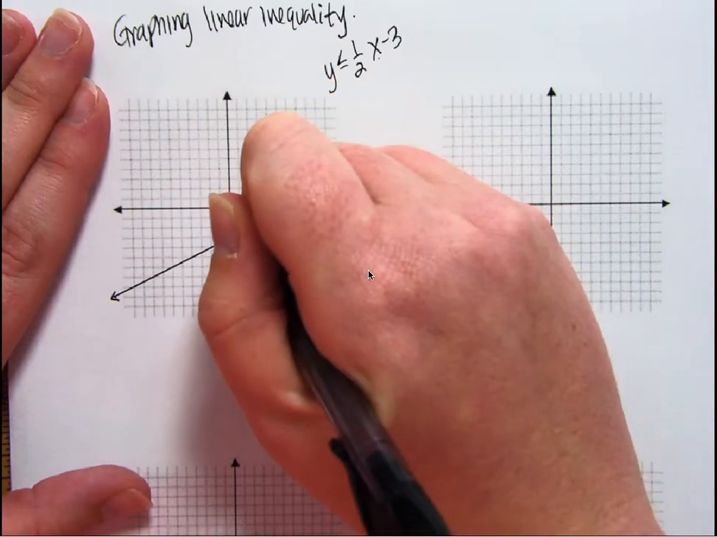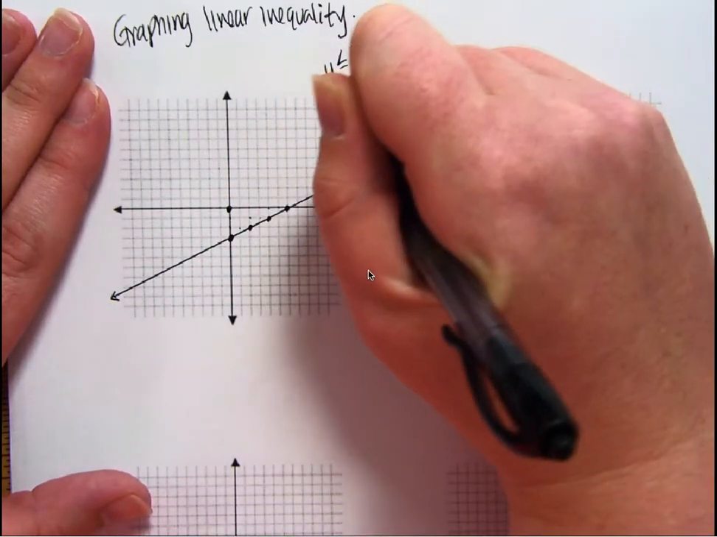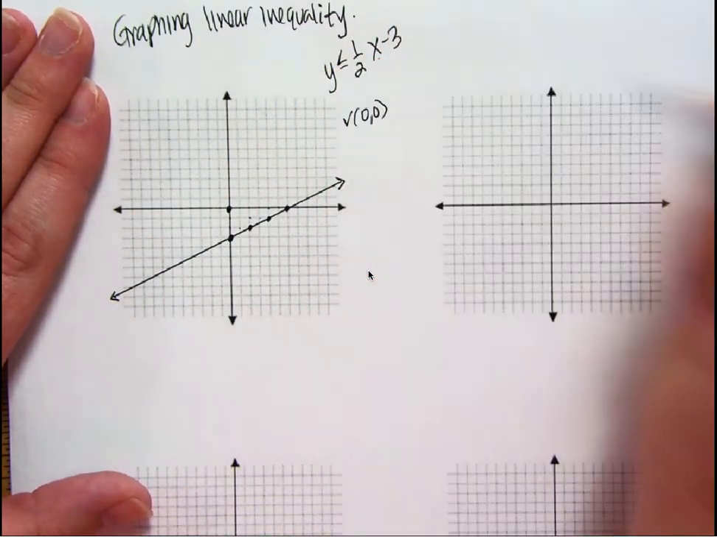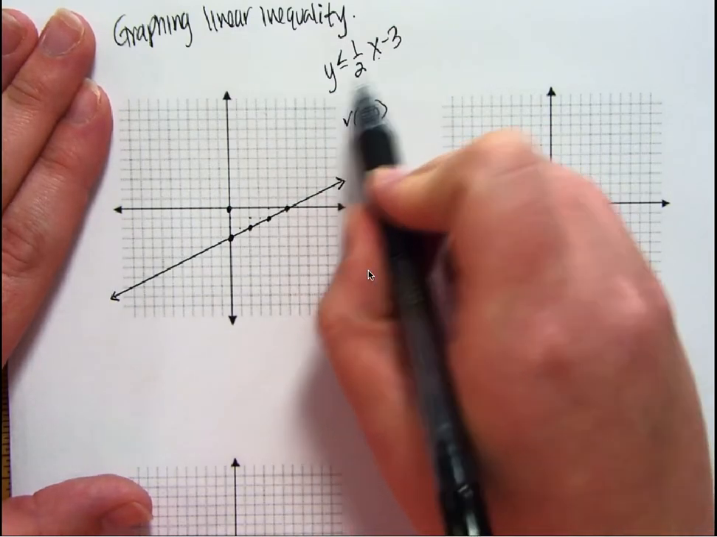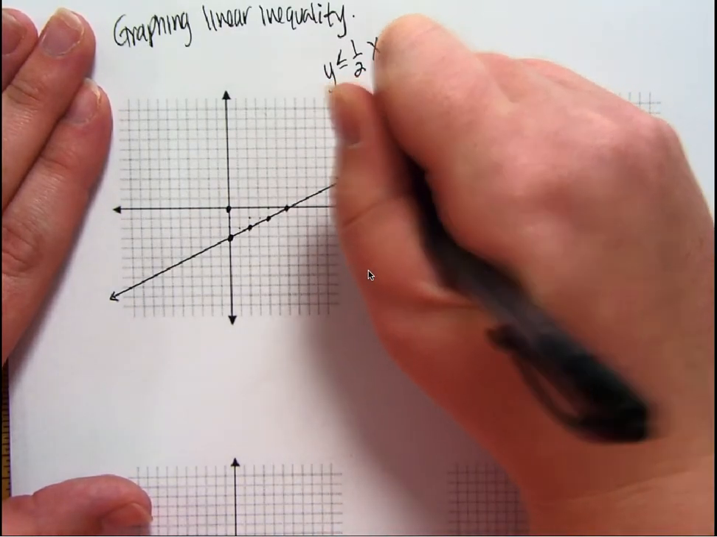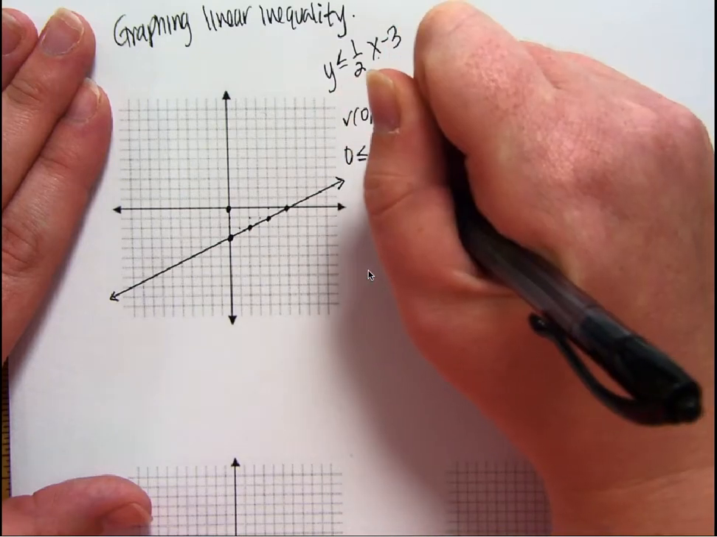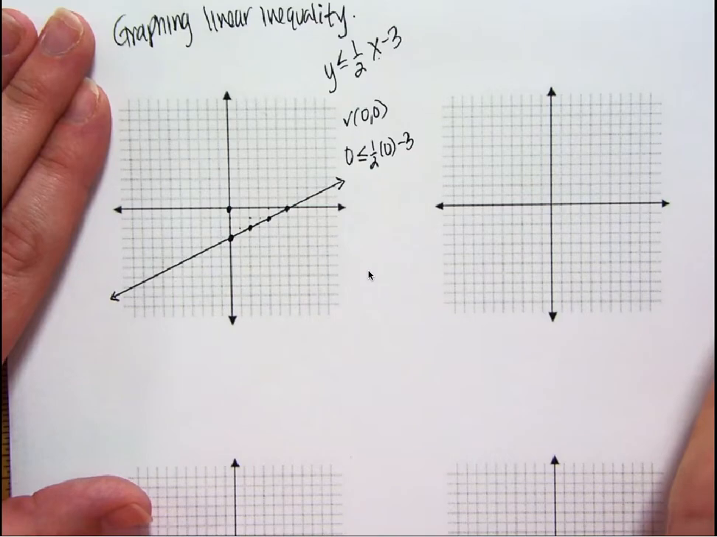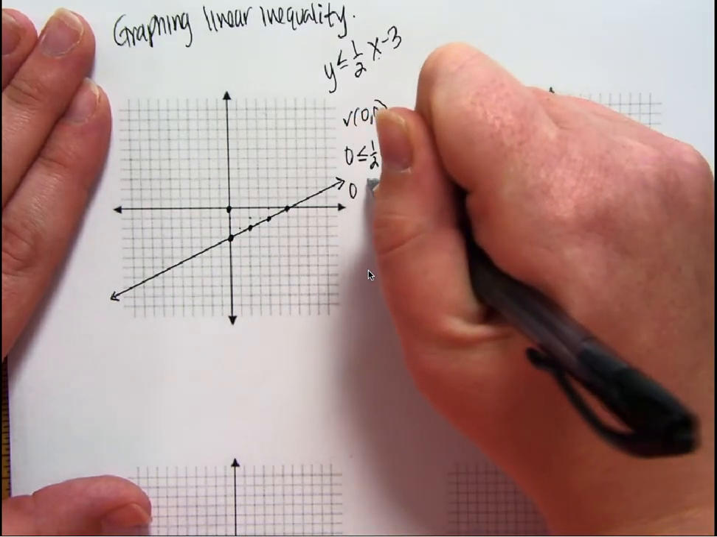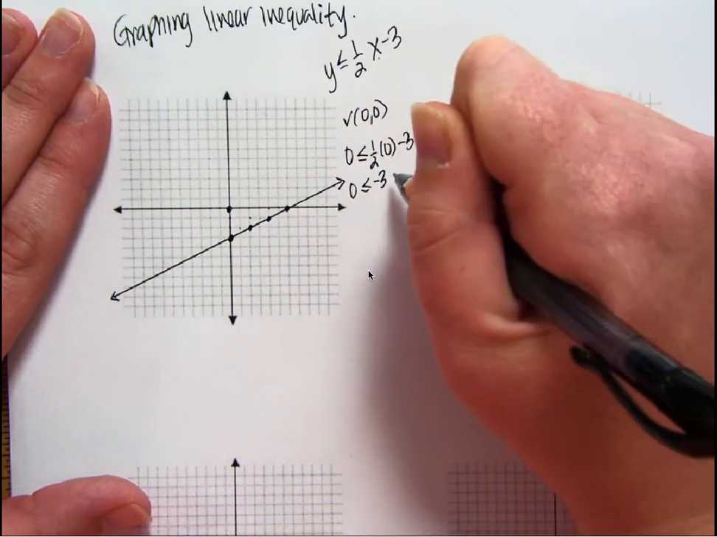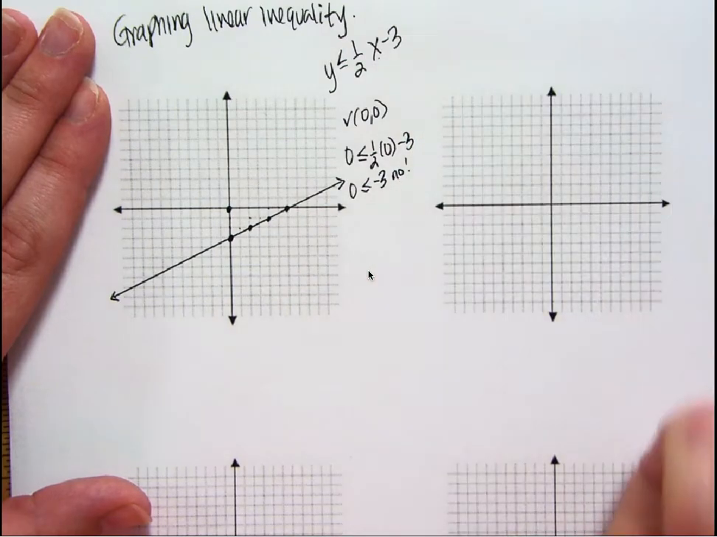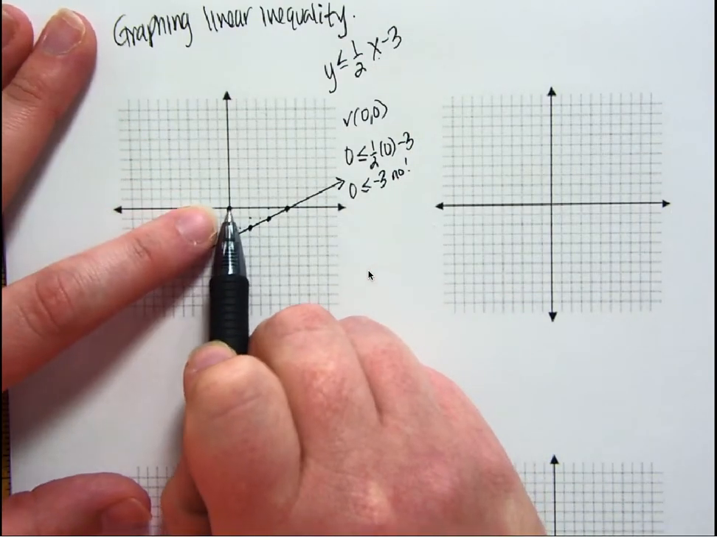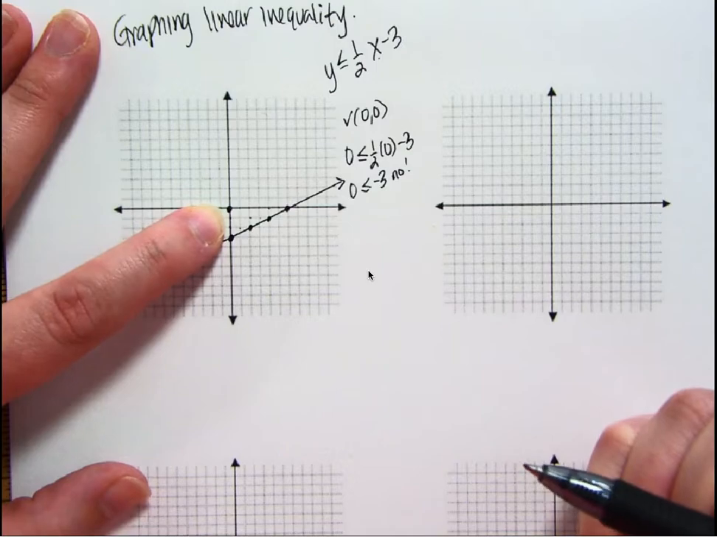So maybe I want to check (0, 0). So I want to check the ordered pair (0, 0), and I'm going to plug it into the inequality. So I'm wondering, is 0 less than or equal to 1/2 times 0 minus 3? That would say 0 is less than or equal to -3. And that is not true. So I know that (0, 0) is not a solution to my graph.